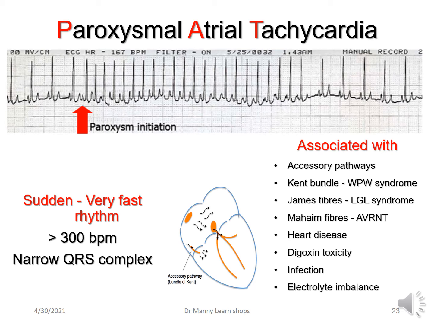It can be associated with accessory pathways such as the bundle of Kent, James fibers, and Mahaim fibers. Kent bundle is associated with Wolff-Parkinson-White syndrome, James fibers with Lown-Ganong-Levine syndrome, and the Mahaim fibers with AV reentry nodal tachycardia, which can be related to heart disease, which can be structural, congenital, related to infections, electrolyte imbalances such as hypomagnesemia, or digoxin toxicity and other cardiac medications.